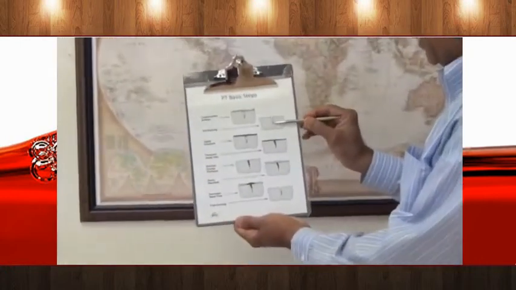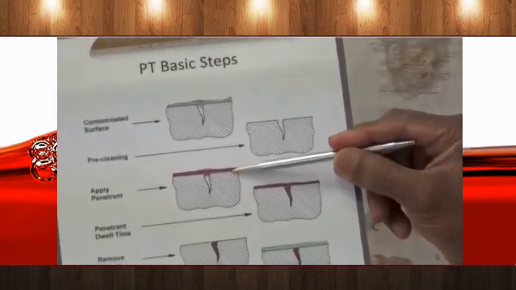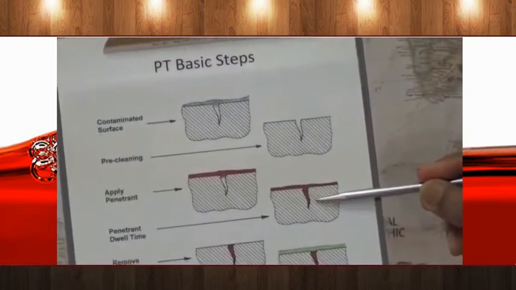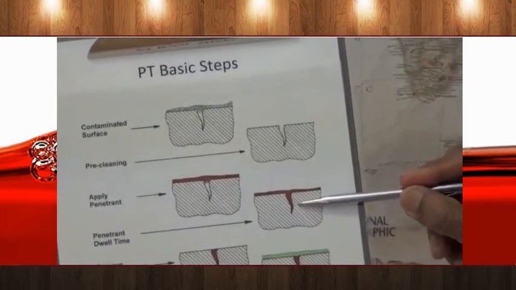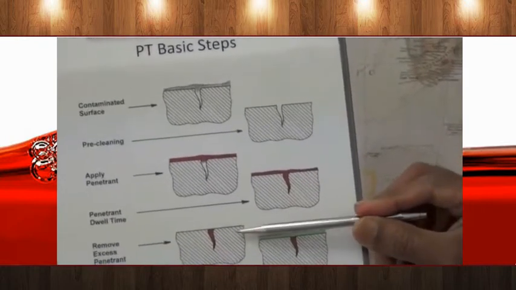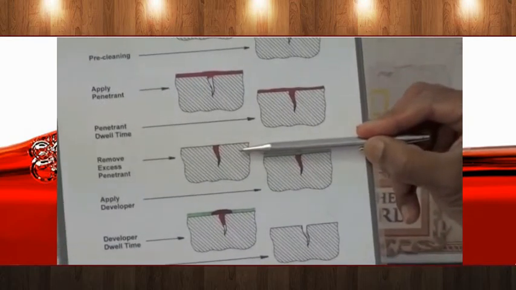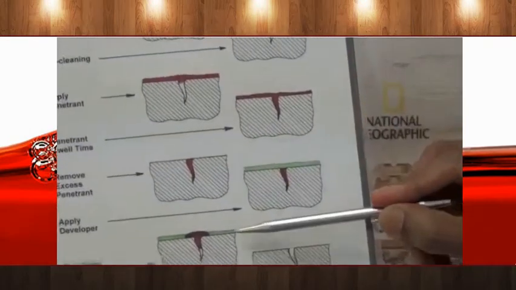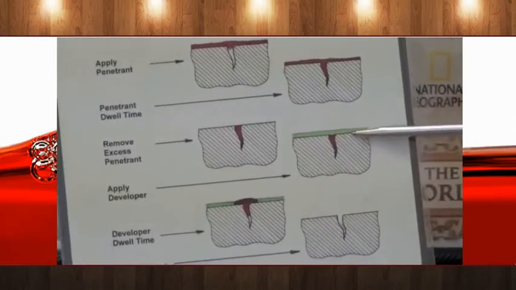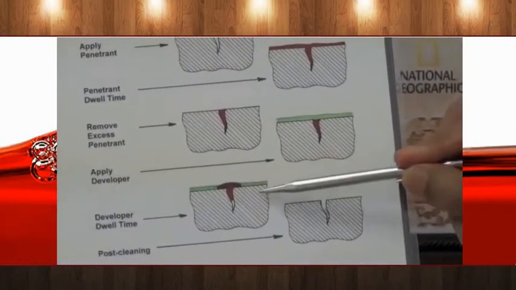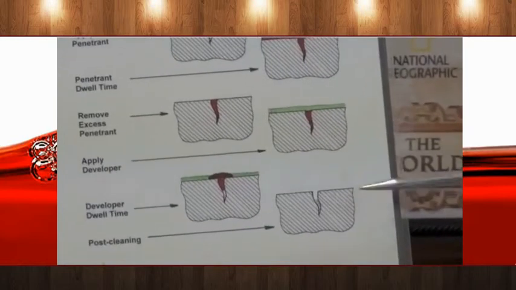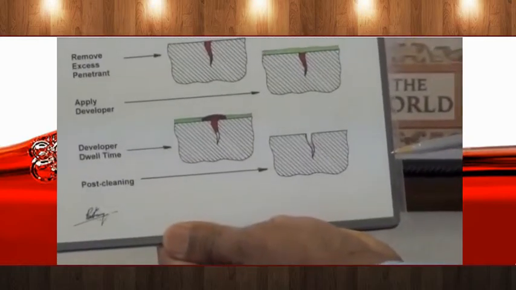In summary, the basic steps of liquid penetrant testing are shown here in this diagram. Cleaning, applying the penetrant, dwell time, which is about 5 to 10 minutes, removing excess penetrant using one of those methods: water washable, emulsifier, or solvent removable, and then applying the developer, which is right here. And after the developer dwell time, we do the examination for detection of the indications.